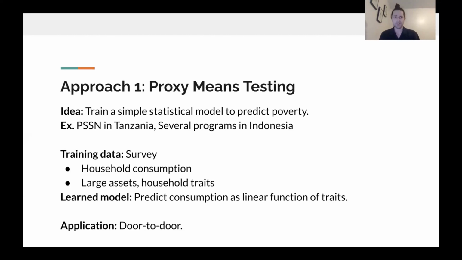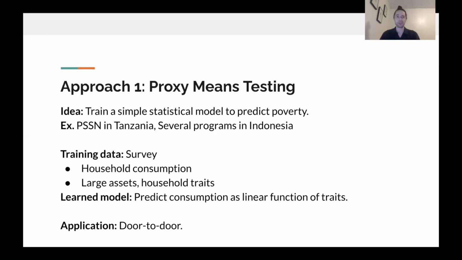And then you also ask for a lot of information about the rest of these people's lives, including some of their assets. Do they own a motorcycle? Do they own a refrigerator? As well as basic information about their households. How many children do they have? What's their house made out of? And then you're going to train a simple linear model, so essentially a line of best fit, to predict a household's consumption based on their assets and their household traits.